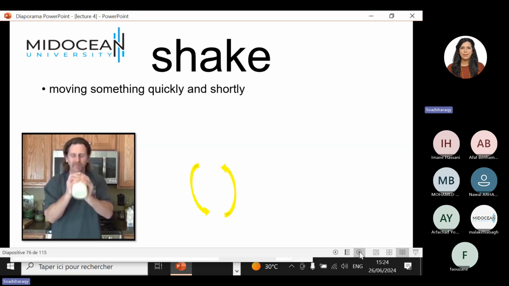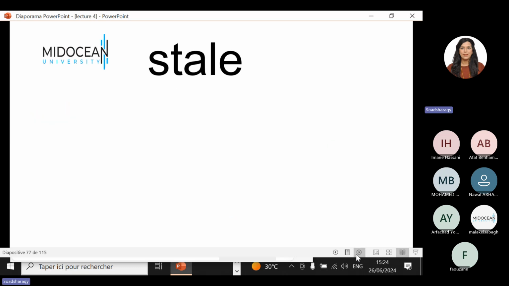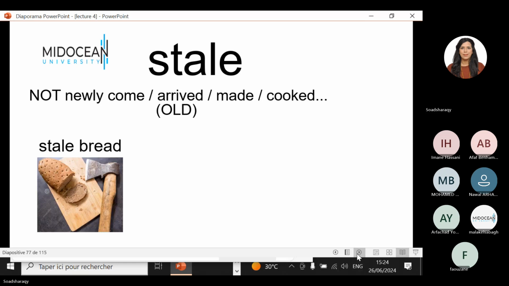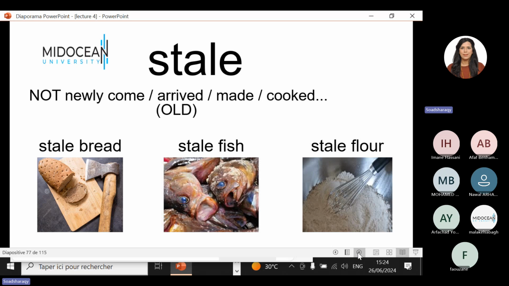Shake means moving something quickly and shortly. You should shake it before you drink. Okay. Stale. Not newly come or arrived, made or cooked. Old. In other words, it's old. For example, stale bread, stale fish, stale flour.